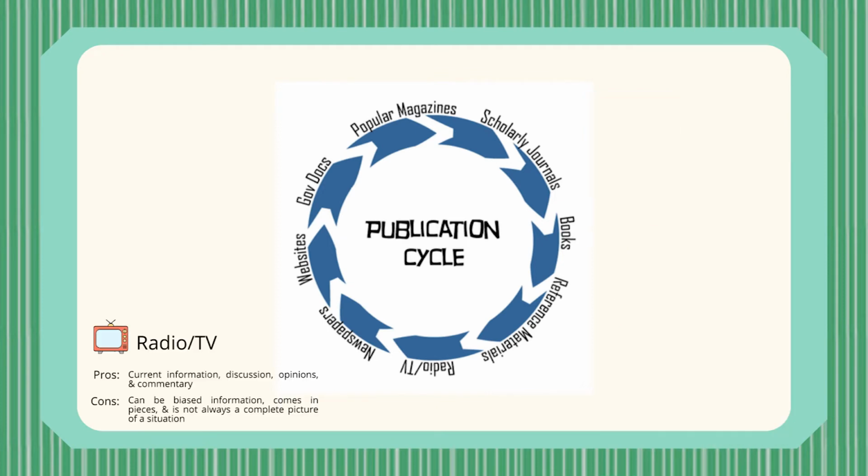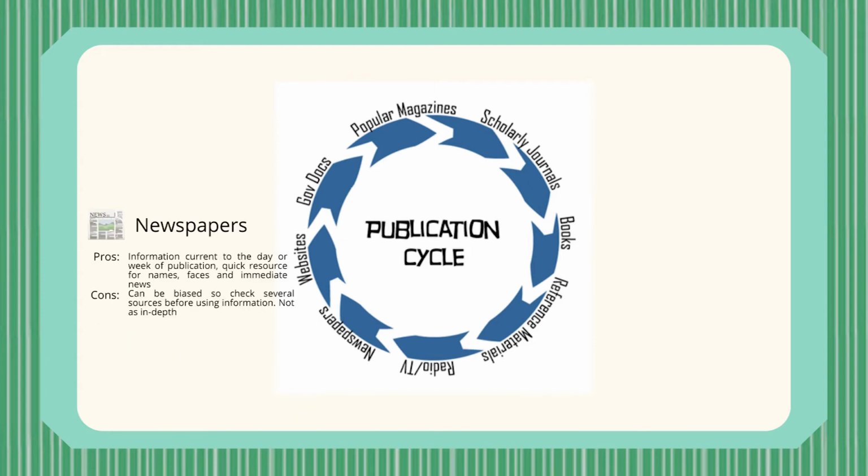Radio, TV. Pros. Current information, discussion, opinions, and commentary. Timely updates. Cons. Can be biased, information comes in pieces, and is not always a complete picture of a situation. Newspapers. Pros. Information current to the day or week of publication. Quick resource for names, facts, and immediate reactions to what is happening. Cons. Can be biased, so check several sources before using the information for a more complete view of a topic, not as in-depth.